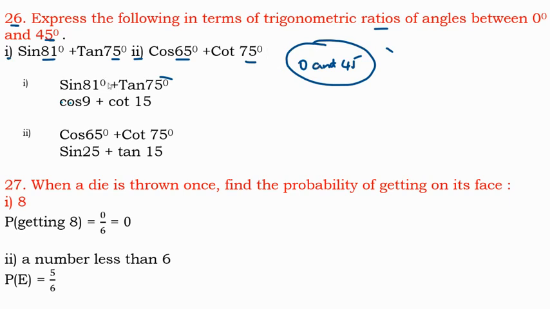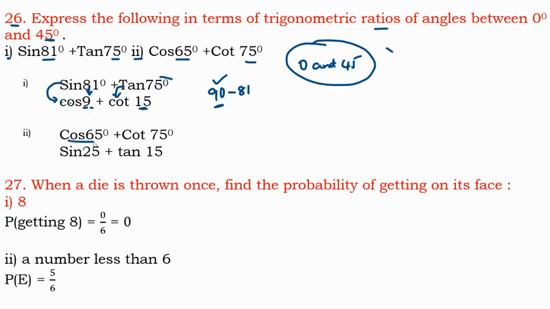So sine 81 plus tan 75. We know that these are complementary angles. Sine will become cos of 90 minus 81, which is cos 9. Tan will become cot, the complementary ratio for tan, of 90 minus 75, which is 15. So here both the angles are between 0 and 45.